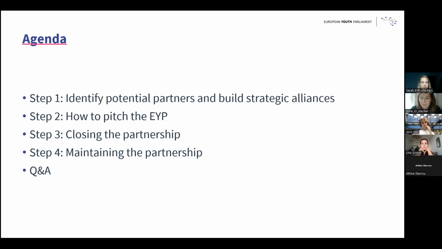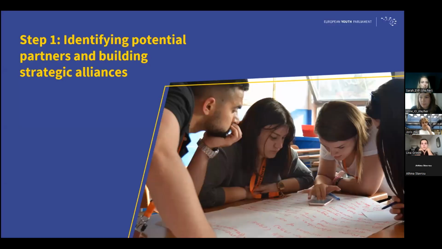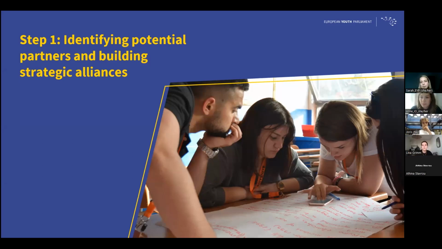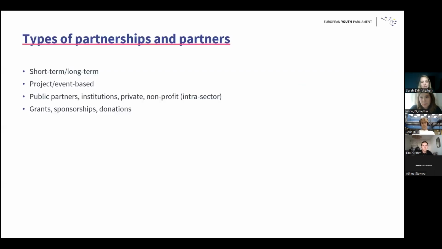Thank you. So, step 1, let's begin with how can we identify potential partners and build strategic alliances with them. First of all, what's important to be clear of at the beginning is what kind of partnerships are available to you and what kind of partners. So I would already again open the floor to you. What do you think are potential partners that the EYP can work with? Anyone has any ideas?